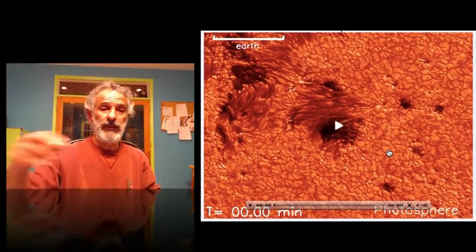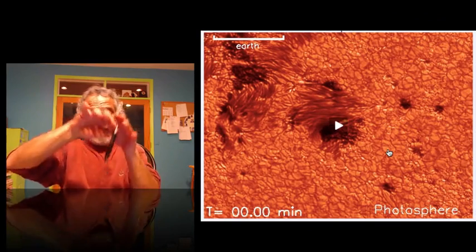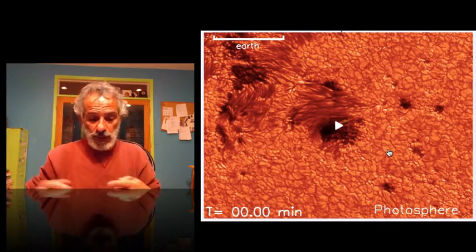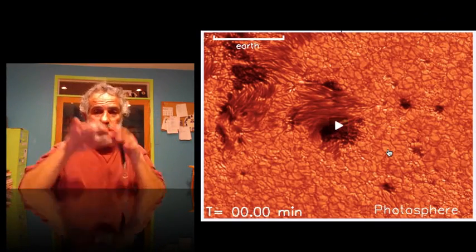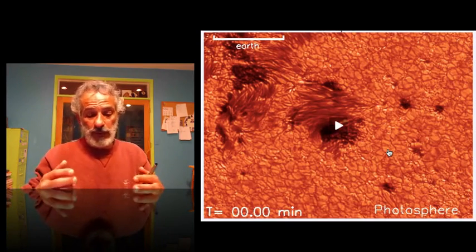In the center of a granule, you imagine, is where warm gas is welling up, and then in the edges between the granules is where cooler hydrogen is seeping back down, and because it's cooler, we observe a lower temperature.